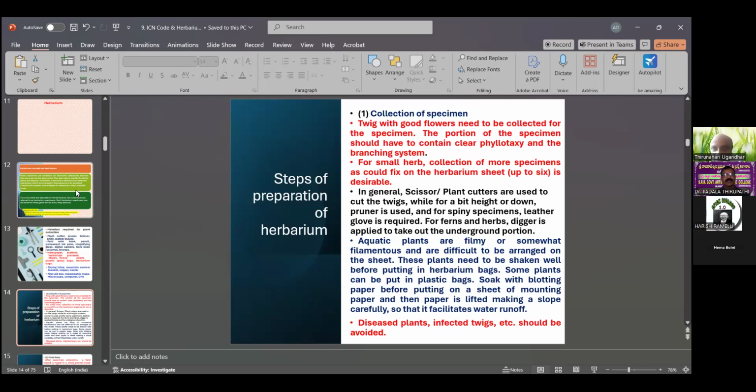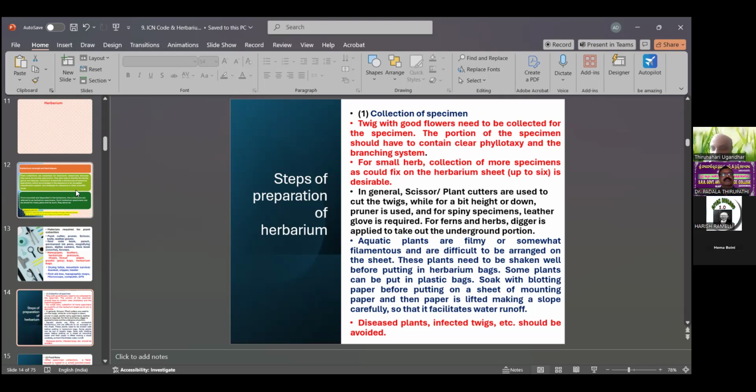The first process is collection of the specimens. A twig with good flowers needs to be collected for the specimens. The portion of the specimen should contain clear leaves and the branching system. For small herbs, collect more specimens, and fit them to the herbarium sheet up to 6 in the decimal. Desirable plant parts are collected first, and the twig is pressed on the newspapers.